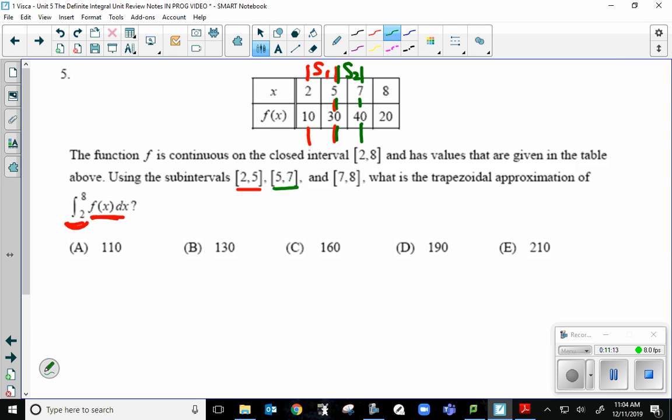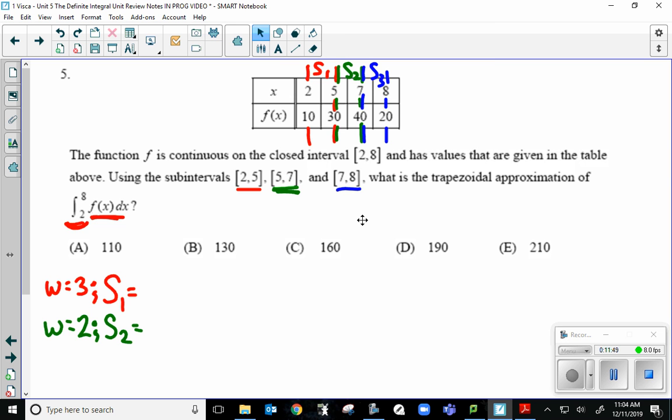That's subinterval 2. And then I have a subinterval that goes from 7 to 8. That's subinterval 3. Here's the problem. The width is not the same for all of these. So for subinterval 1, the width from 2 to 5 is 3; for subinterval 2, the width goes from 5 to 7. That's only a width of 2; and for subinterval 3, well, that only goes from 7 to 8. That width is 1 for subinterval 3.